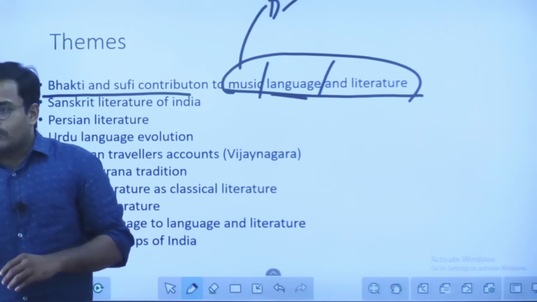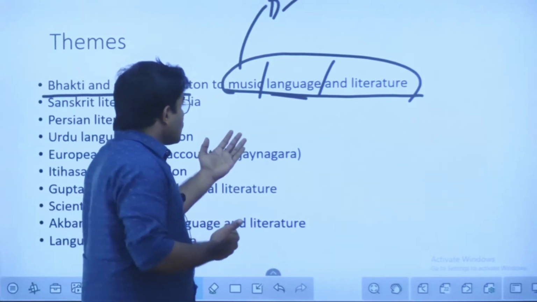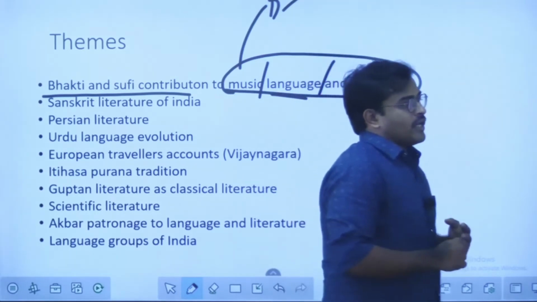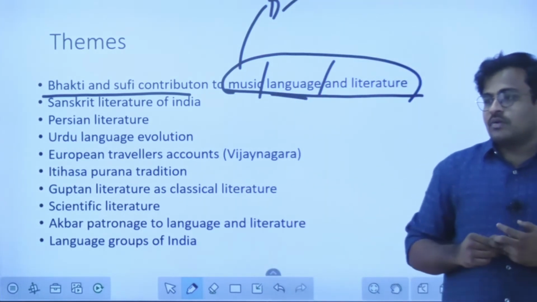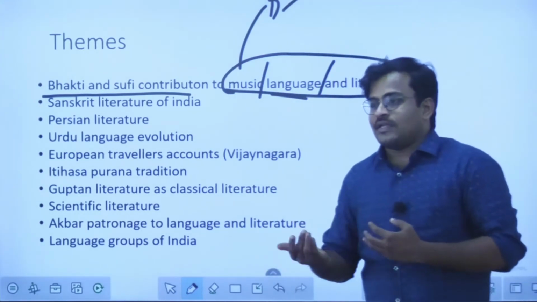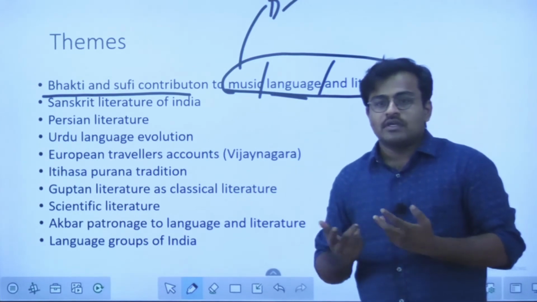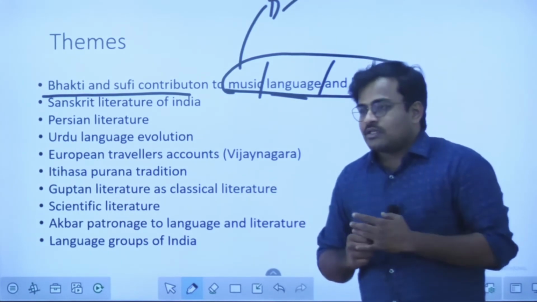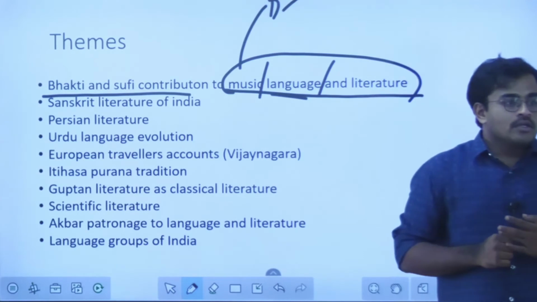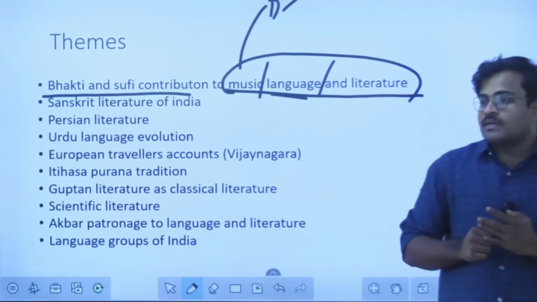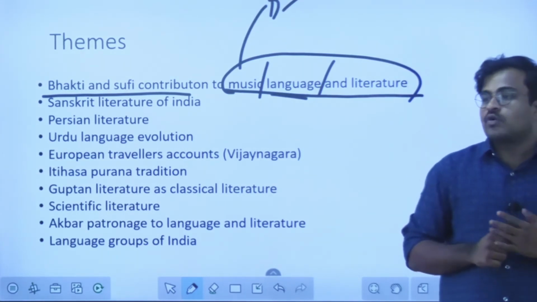Then when it comes to the languages, Tamil has evolved and has become a standard language during the Bhakti and Sufi movement's influence. Then Marathi. Then along with that, through Sikhism, Punjabi as a language has emerged with the Gurmukhi script.